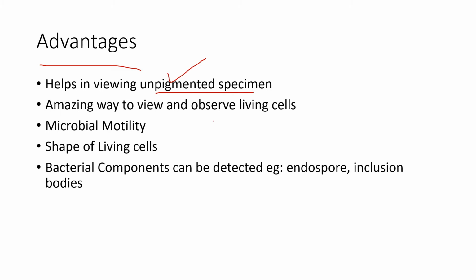We can view and observe living cells without staining them, because whenever we stain living cells, they get disturbed and might die because of the staining, since the stains are acidic or basic, so the pH might not suit the cells. Here there's no need to stain the specimen, so we can easily observe living cells, their motility, the shape of living cells, and bacterial components like endospores and inclusion bodies, because of the variations we are amplifying using the phase ring.